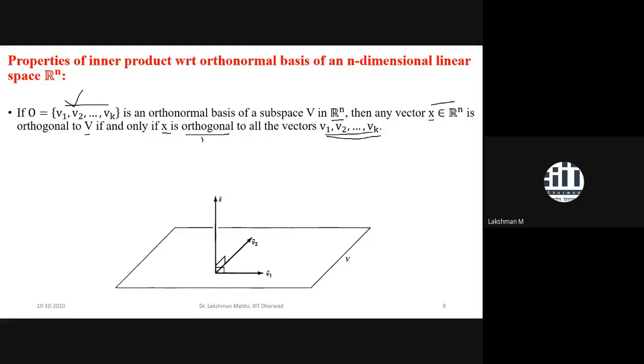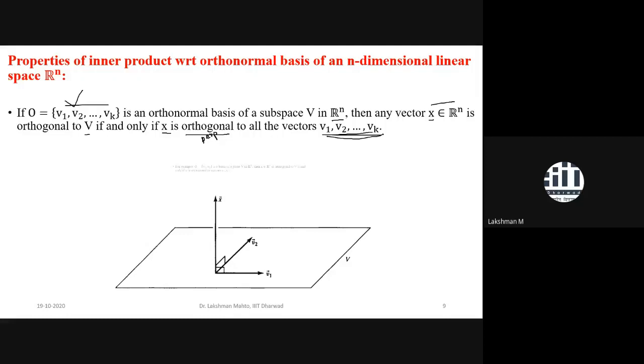If it happens that x is orthogonal, that means perpendicular, orthogonal's other name is perpendicular. I think that idea might be clear to everyone. Both are the same word, perpendicular. So x is orthogonal to V if and only if x is orthogonal to these basis elements. That is the idea to check orthogonality with respect to a subspace.